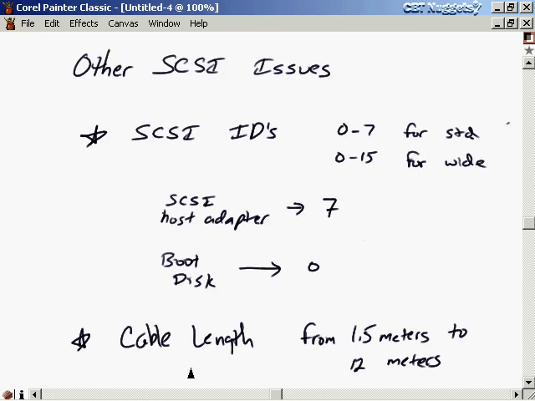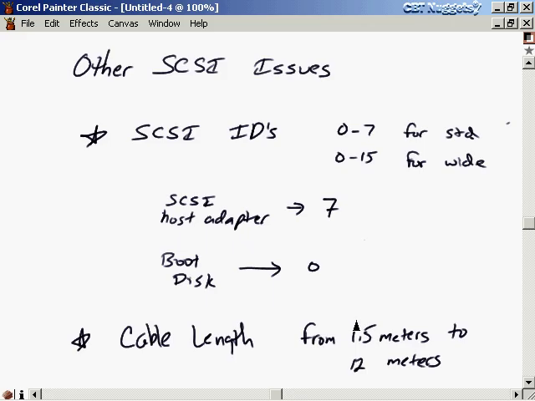Another thing that causes problems is cable length. So the cable length, depending on your variant of SCSI, whether it's like standard or wide, now there's like ultra SCSI and all this stuff, the cable length can range from 1.5 meters to 12 meters. And I thought I saw something recently on the web that was like 25 meters long or something for cable lengths. I couldn't find a reference to that, so I just wrote 12 here. So this could actually end up being the limiting factor to how many devices you hooked up.